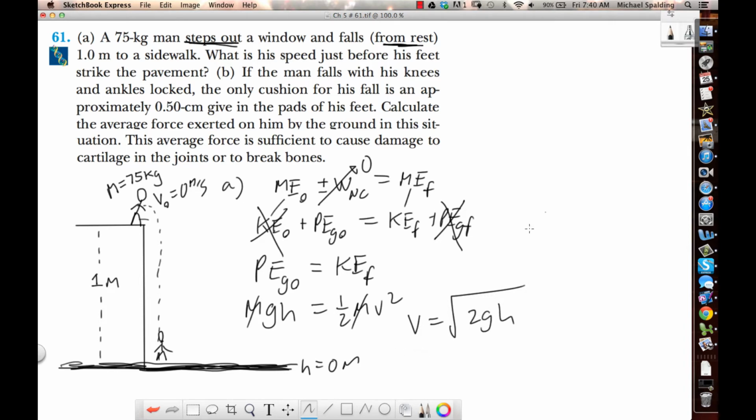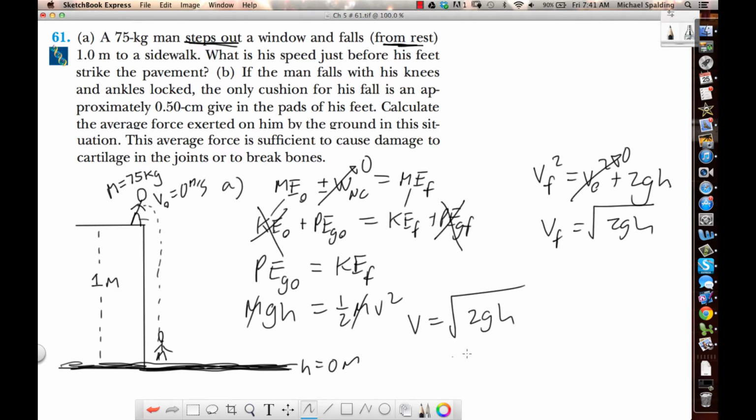By the way, let me show you something cool. I don't know if you noticed this. If you did this with a kinematic, you would have gone Vf squared equals V initial squared plus 2a, so 2gh. That's a kinematic there. V initial is 0, so look, what's V final? You get the same thing with a kinematic.